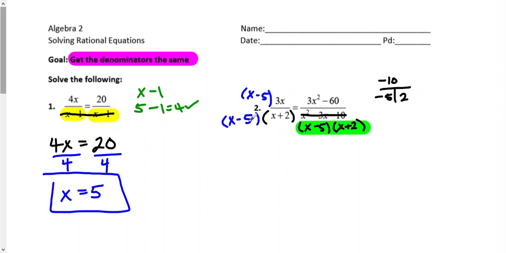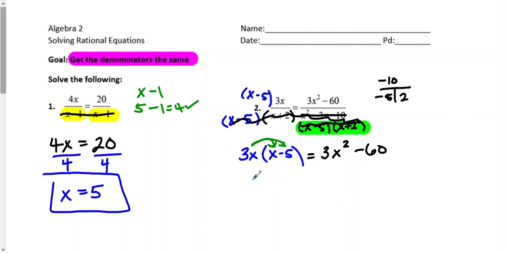So now, since I have my denominators the same, x minus 5 and x plus 2, I can cross them out, which leaves me with 3x times x minus 5 is equal to 3x squared minus 60. So here I'm going to distribute because now I'm solving for x. So I get 3x squared minus 15x equals 3x squared minus 60.